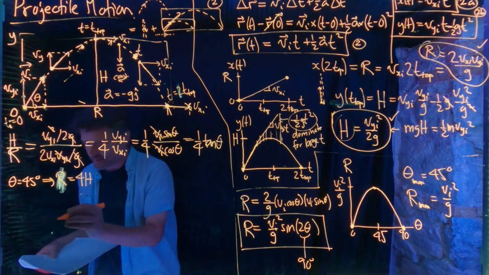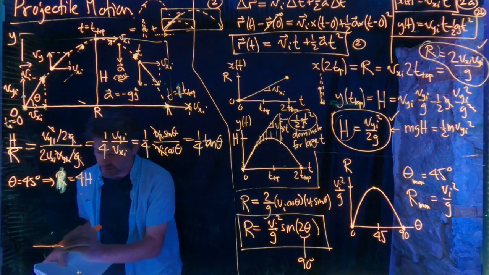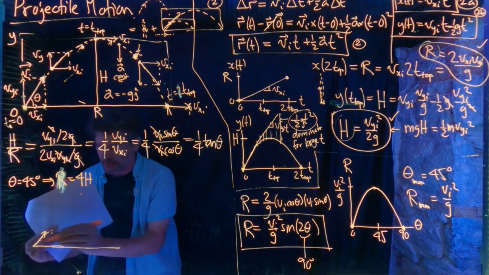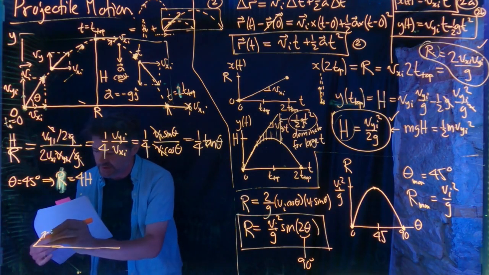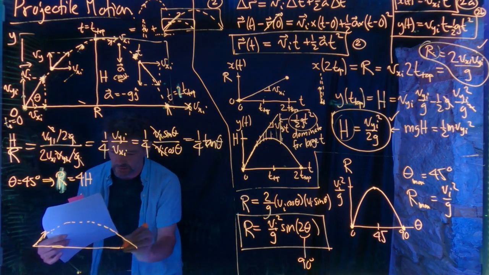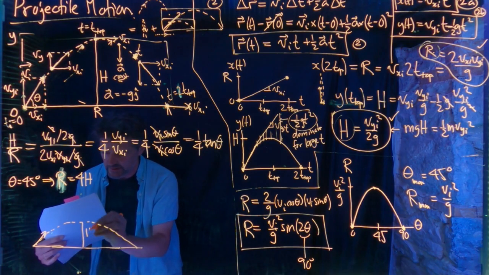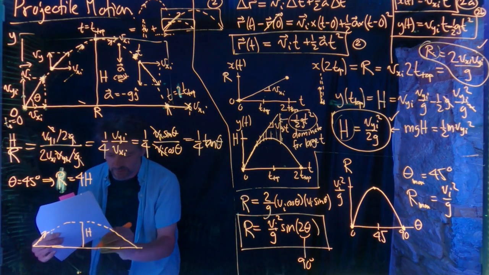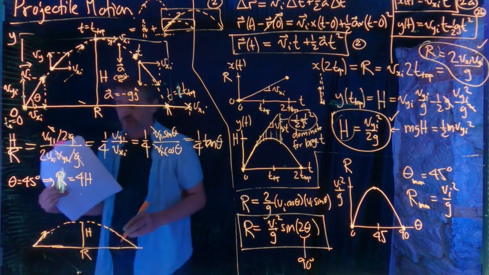Okay, so that's sort of the representative example. Let's draw that down here. We launch it at 45 degrees, and it says that the range will be exactly 4 times the height. So let's try to make it look sort of like that. So this is the height, then the range will be 1, 2, 3, 4 of those. Okay, that's for 45 degrees.